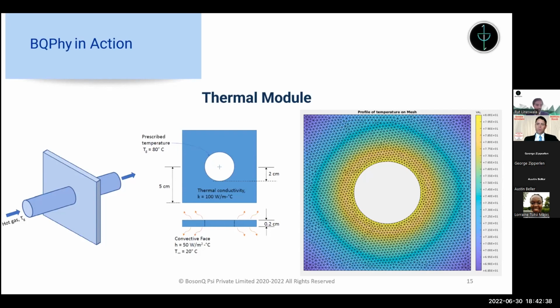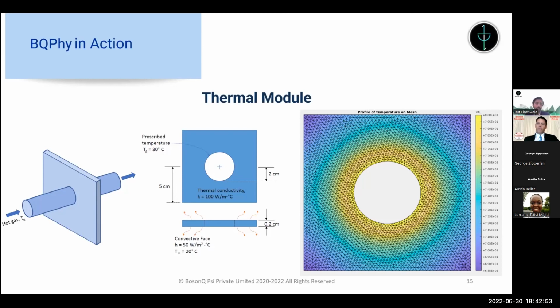And so this is one of the biggest USPs, or unique selling points, that we have for our customers: there are no restrictions on quantum computers right now from our end. And so this is BQ Phi.